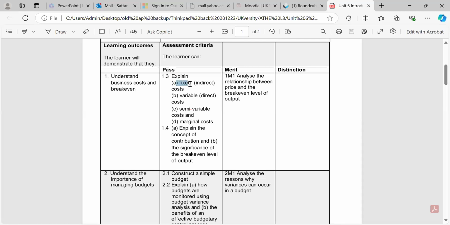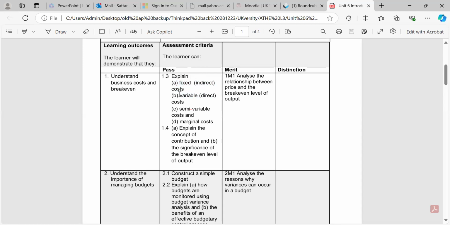Fixed costs are costs that stay the same and won't change with the level of output, like rent. If you have one person living in a house or four people living in a house, normally your rent is fixed. Your council tax normally is fixed. So these are known as fixed costs.